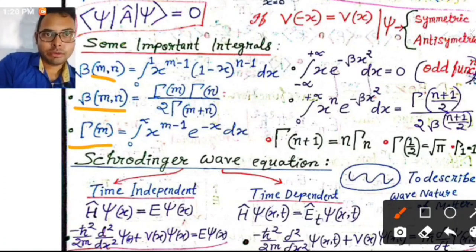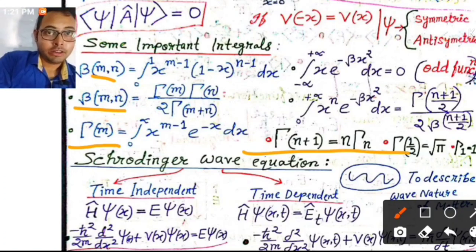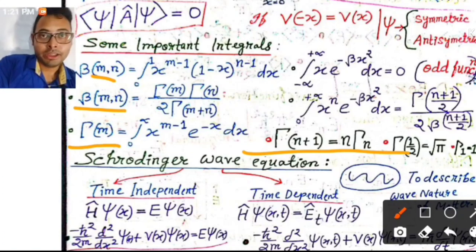This is the property of the gamma function: gamma m is equal to the integration from 0 to infinity, remember that limit, okay, 0 to infinity, not minus infinity to infinity. Most of the time students make mistakes here in exams. And it's x to the power m minus 1 e to the power minus x dx. And the property of the gamma function: gamma(n plus 1) is equal to n gamma n. Okay, very important.